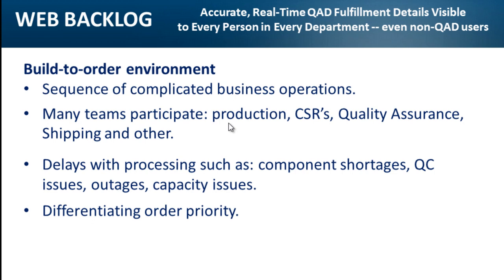Each step might be challenged with different obstacles. There might be delays and hard stops, for example component shortages, or QA issues like quality control, or other outages or capacity issues. And not all orders are the same. Certain orders are priority orders, and others are not that important, so you would treat them differently as well.